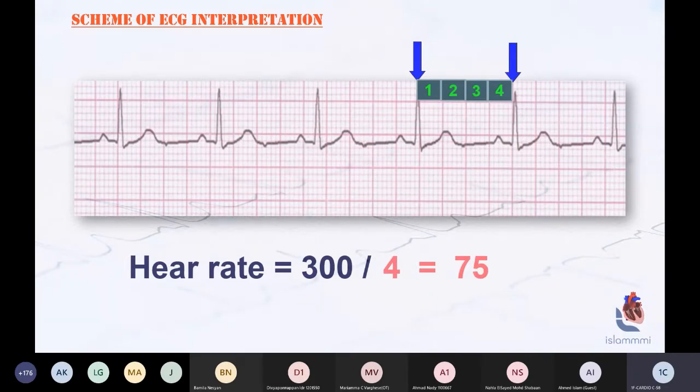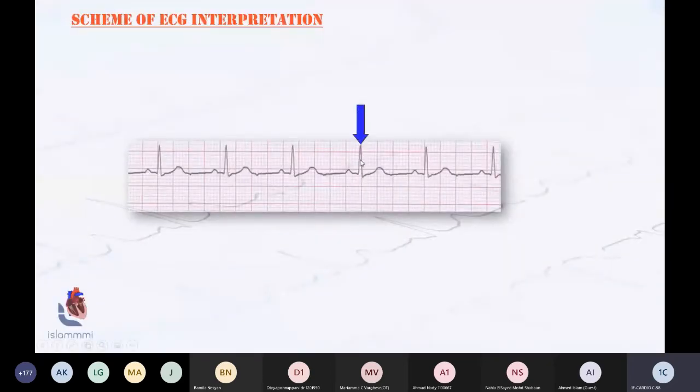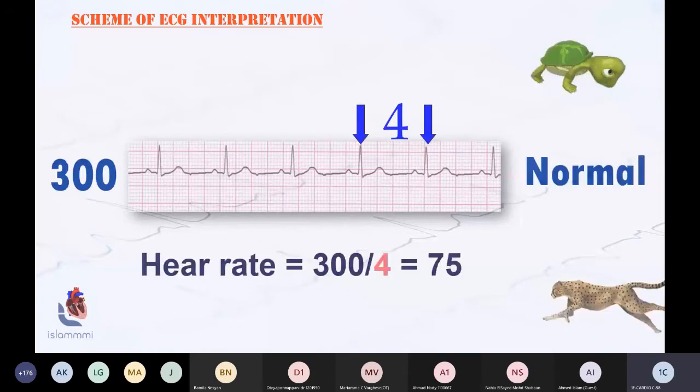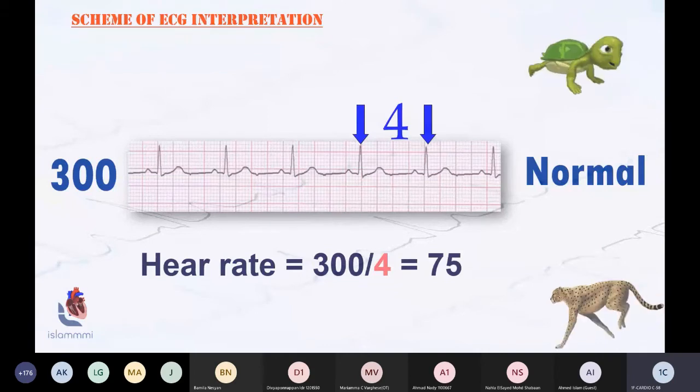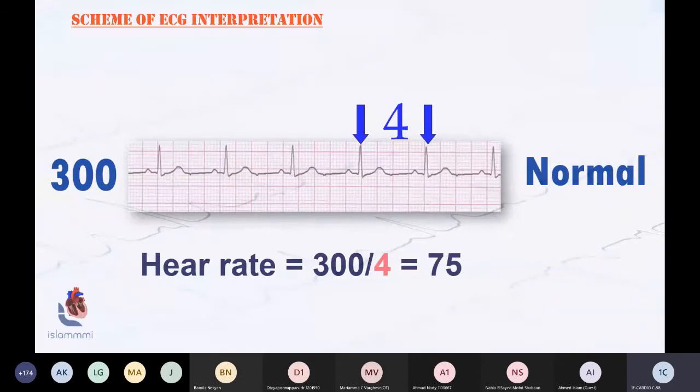As simple as that. So again, we locate one of the R waves on the heavy red line as this one, and then we check the next one. Then how many boxes in between? We have 4 boxes, so we divide 300 by 4, so it's 75. And now the question, 75, is it normal? Is it bradycardia or tachycardia? So 75, you have always to remember the range. It ranges between 60 and 100. So 75 is normal.